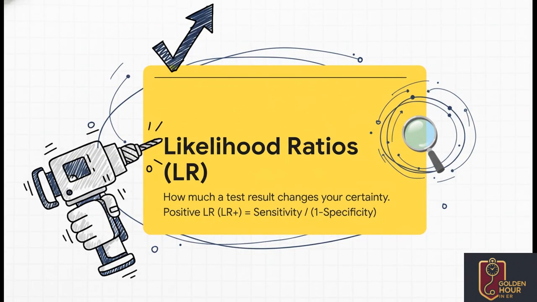Now for a really powerful tool, likelihood ratios. You know, their biggest advantage is that they aren't affected by how common or rare the disease is. A high positive likelihood ratio, say anything over 5 or 10, massively boosts your confidence that a positive test means your patient really has the disease. It's a real game changer.